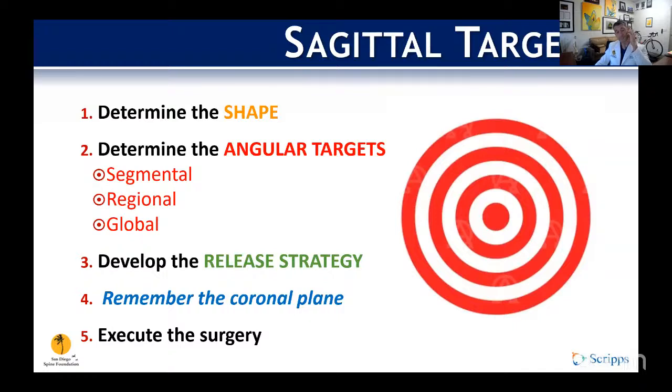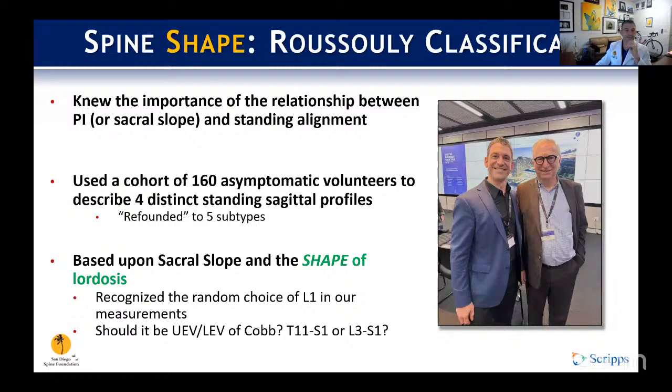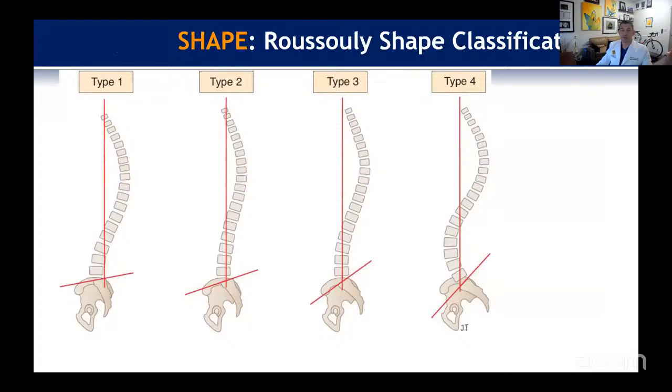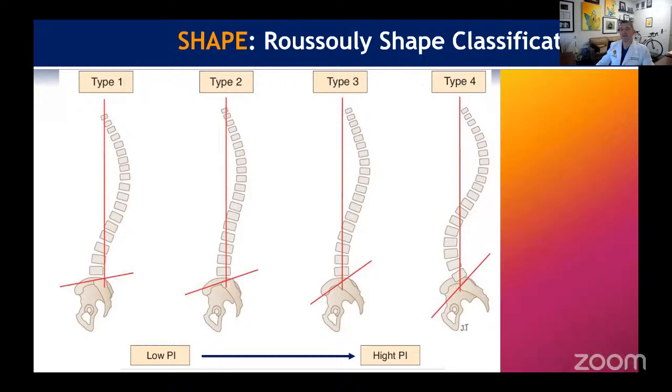So I always say don't forget the coronal plane, because none of these targets happen in isolation, right? The spine's a three-dimensional structure, so just be aware of that. So again, shape matters. Rusli did a really nice job of explaining this for us. He described the spine in 4 different types. What I would venture to say, though, is you kind of want to think of this more as a gradation from low PI to high PI, and it's not black and white, right? It's definitely a gradation from one to the next.